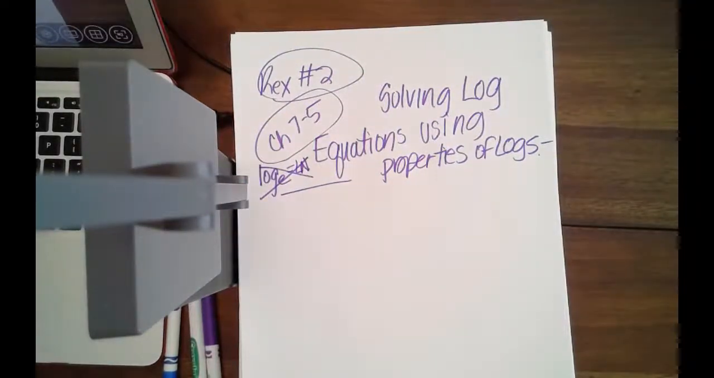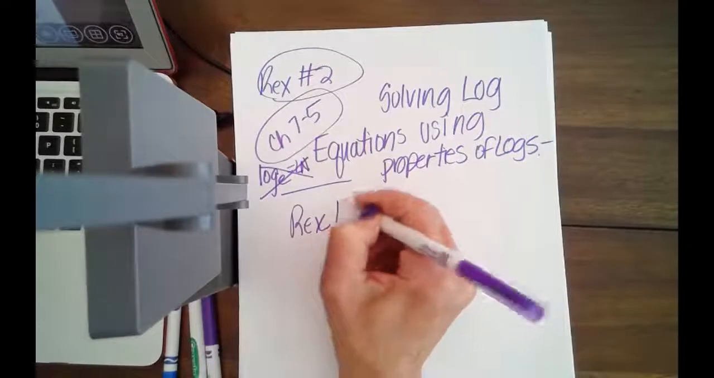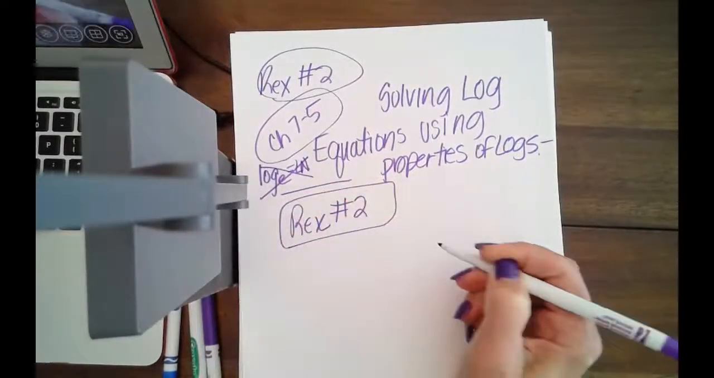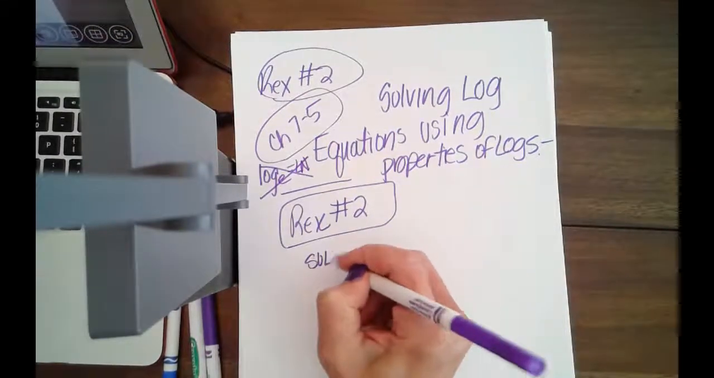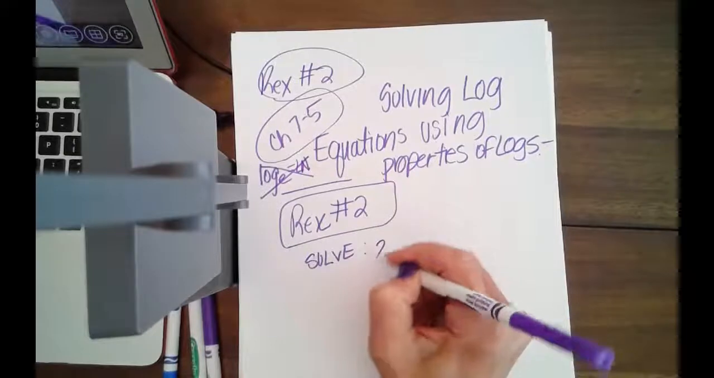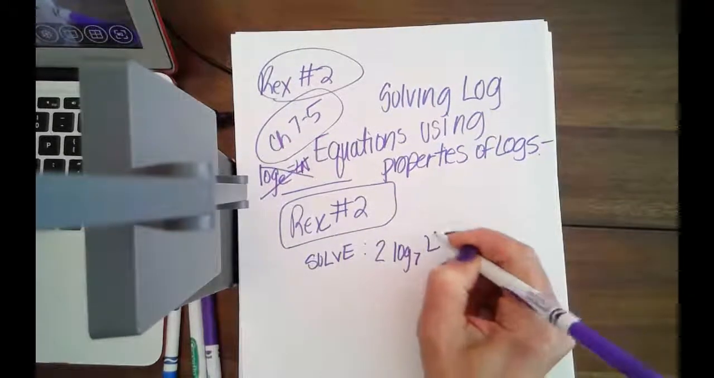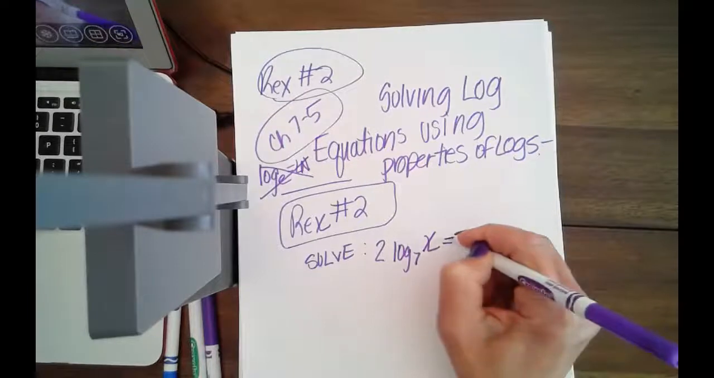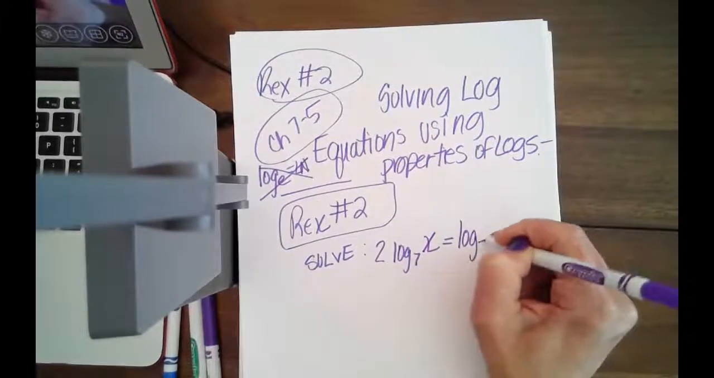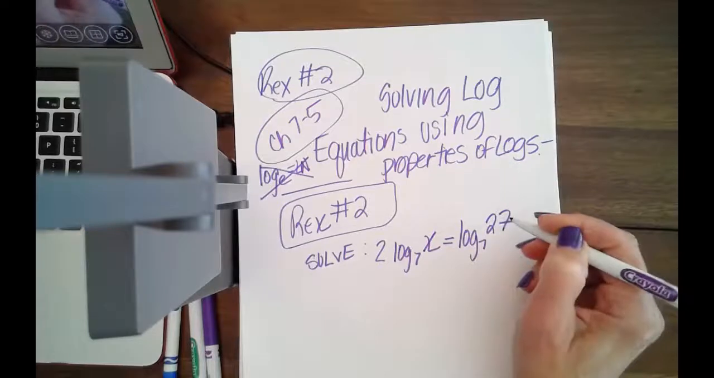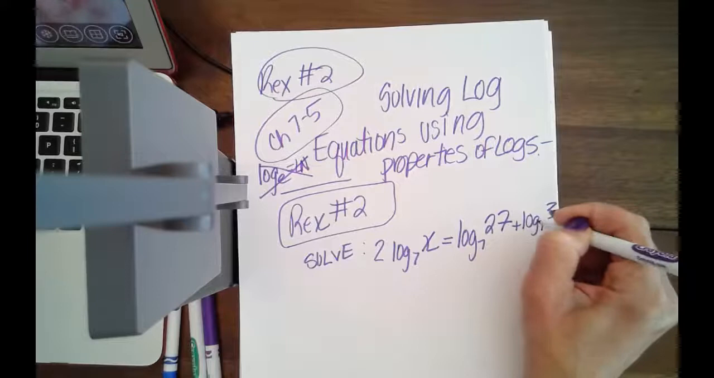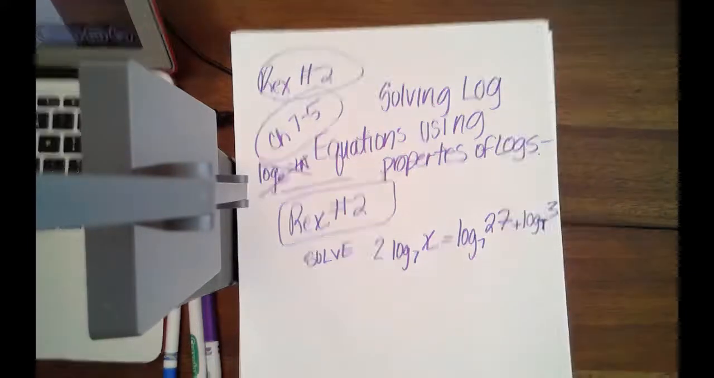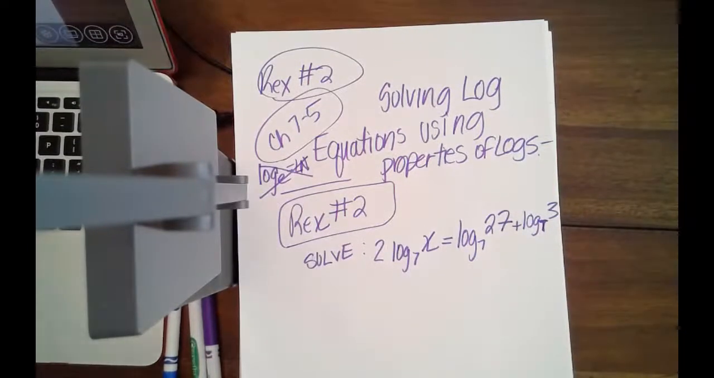All right, let me give you another example. Let's look at this one. Solve 2 log base 7 of x equals log base 7 of 27 plus log base 7 of 3. You're probably looking at that and going, that looks good, because I've got logs all over the place. I've got them on both sides of the equal sign, and I'm going to be able to take care of that after I shrink some stuff down.